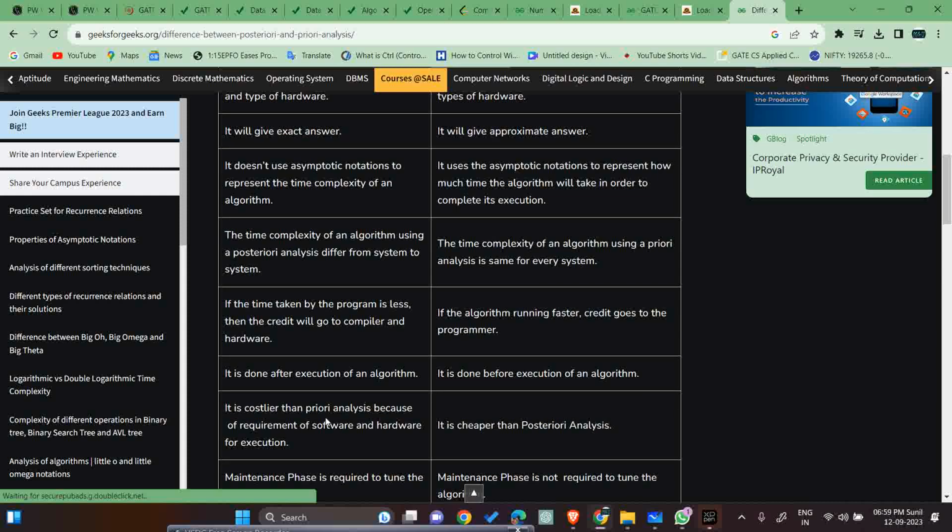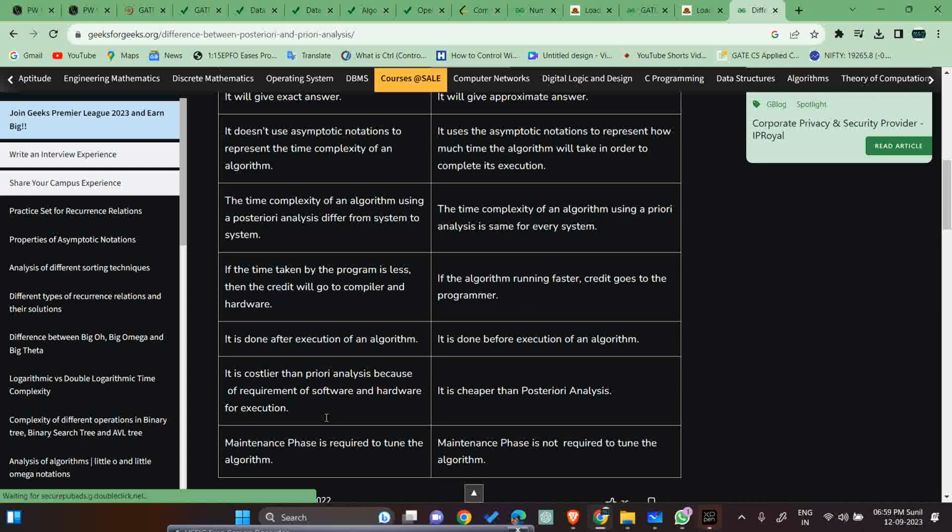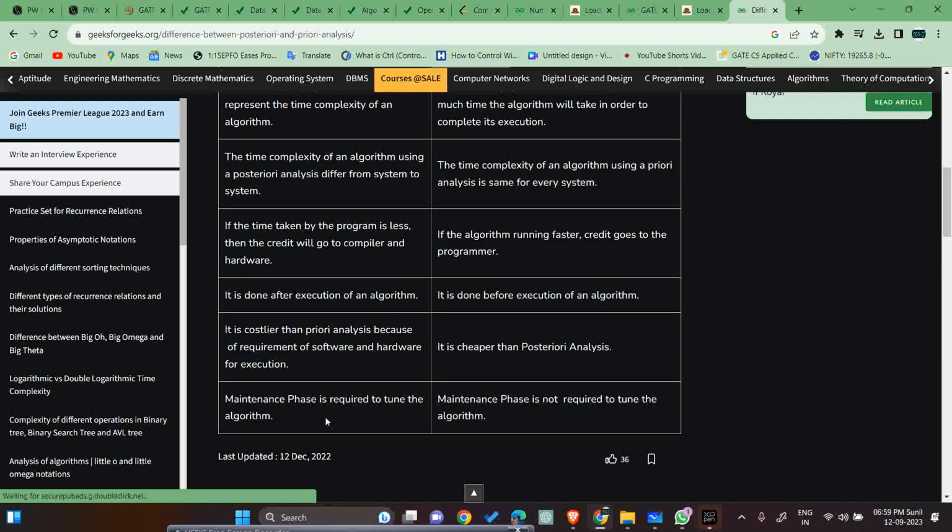It is done after execution of the algorithm. It is costlier than the priori analysis because of the requirement of software and hardware for the execution. A maintenance phase is required to tune the algorithm.